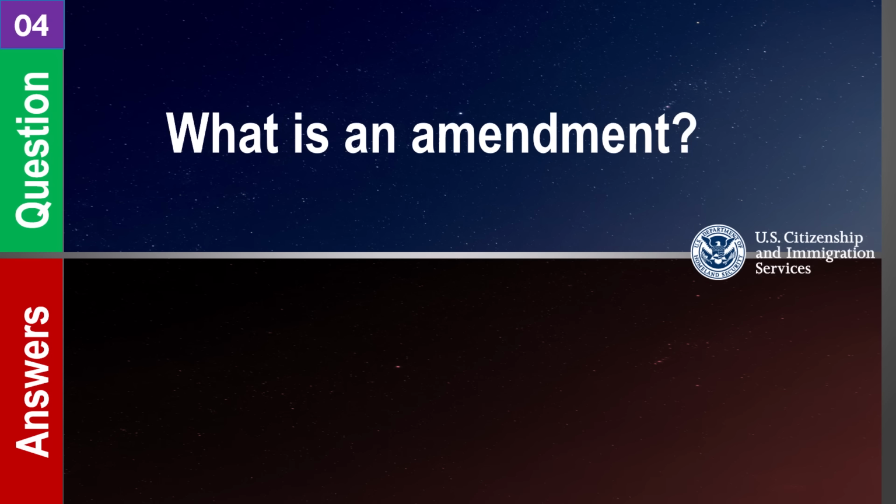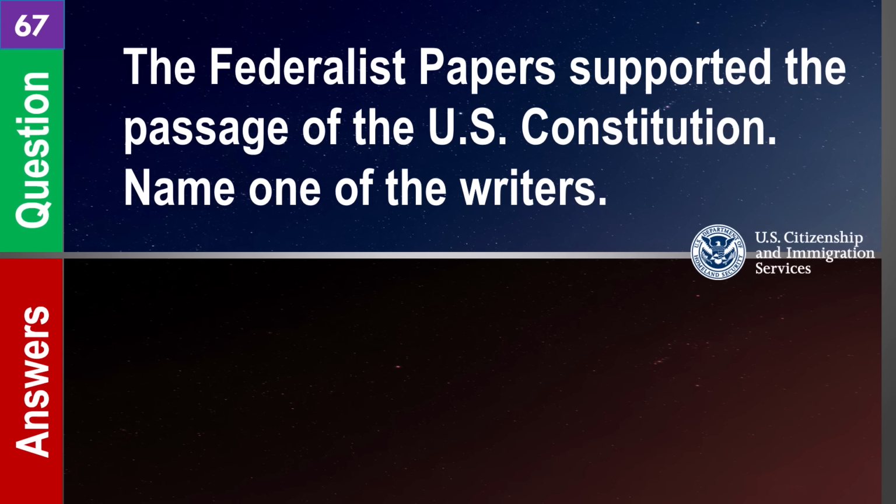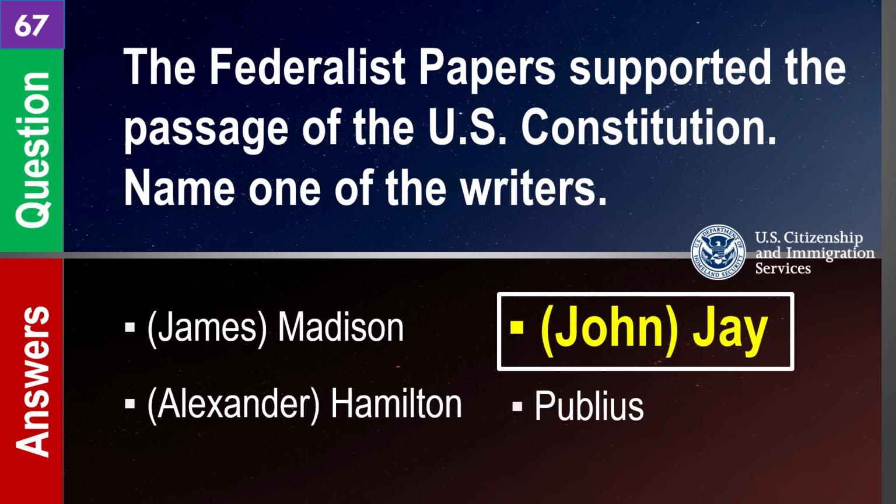What is an amendment? A change to the Constitution. The Federalist Papers supported the passage of the U.S. Constitution. Name one of the writers. John Jay.